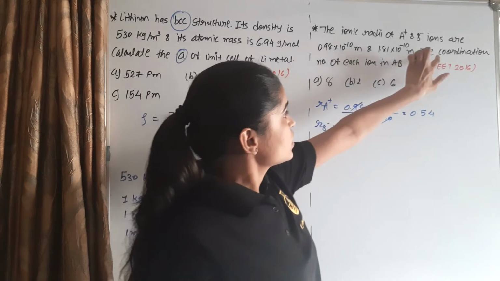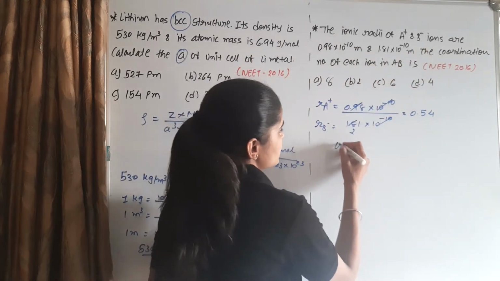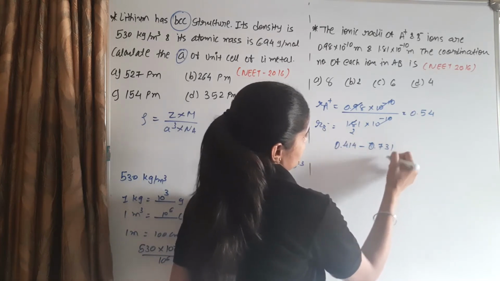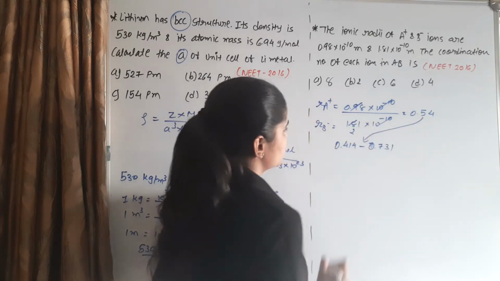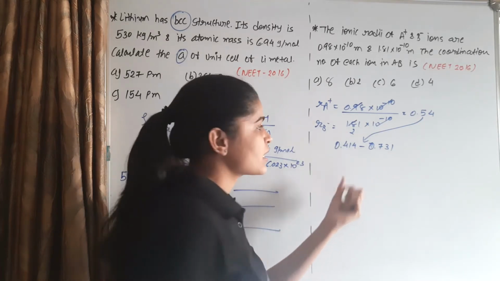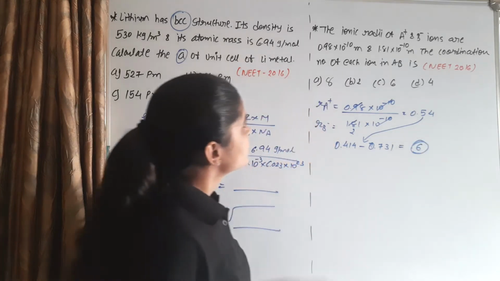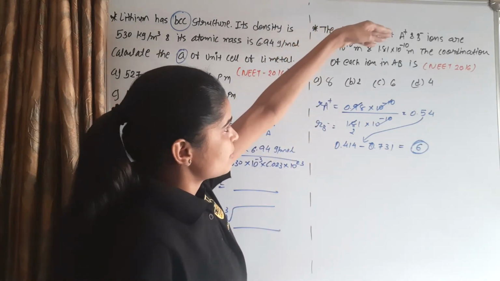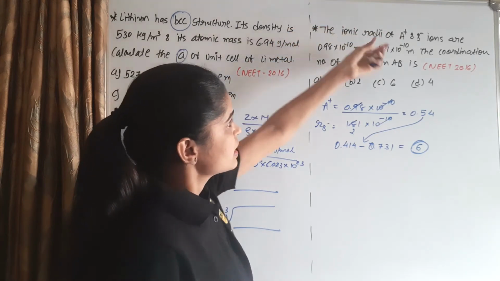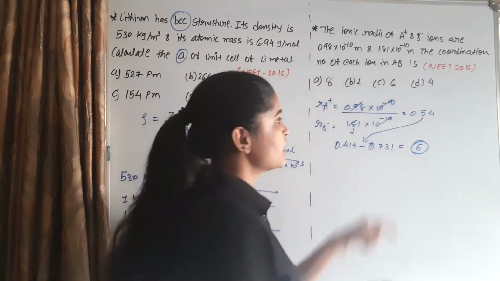When we find out the coordination number of each ion, we know that the range is 0.414 to 0.73. So this radius ratio lies between 0.414 and 0.73, and it gives the coordination number 6. So that way the ionic radii of A plus and B minus ions are 0.98 into 10 raised to minus 10 in its value, and the coordination number of each ion in AB is 6.